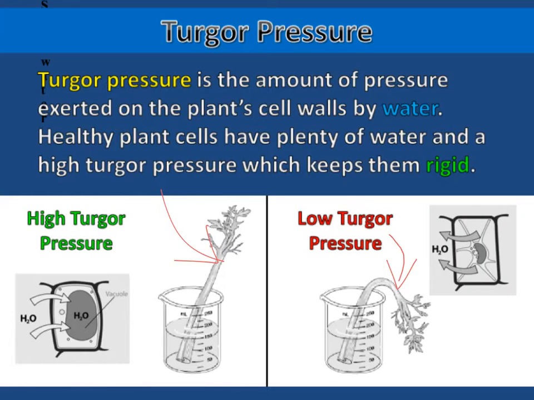So turgor pressure on number 19. What is turgor pressure? Turgor pressure is the amount of pressure exerted on the plant cell walls by water. So all of that water pushing up against the vacuole will exert pressure on the cell walls and therefore making it very strong and very rigid, causing it to have high turgor pressure, just like this celery right here. So on number 19, the answer, the amount of pressure exerted on the plant cell walls by water. So this is a pretty long answer, so try not to write too big. Go ahead and write that down for number 19.